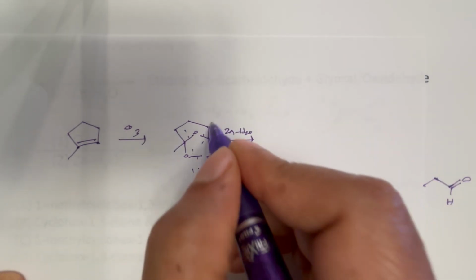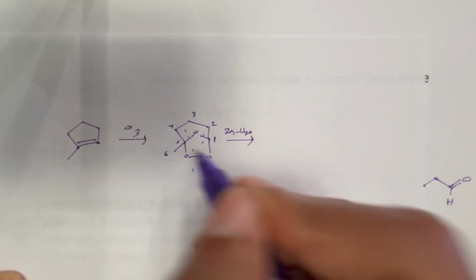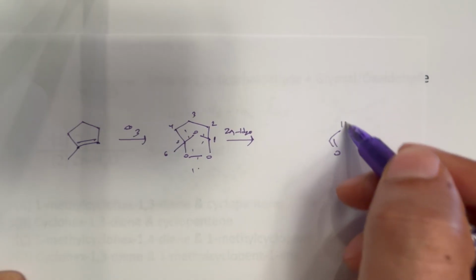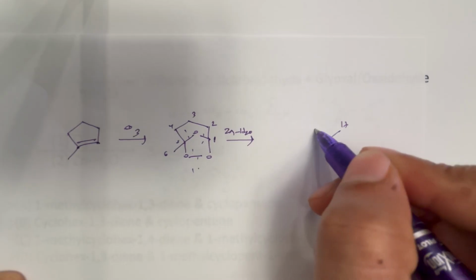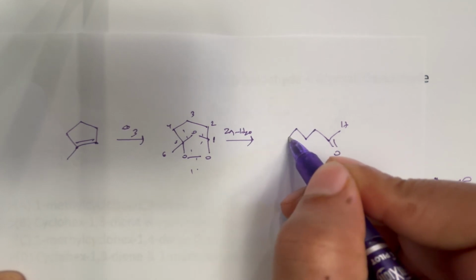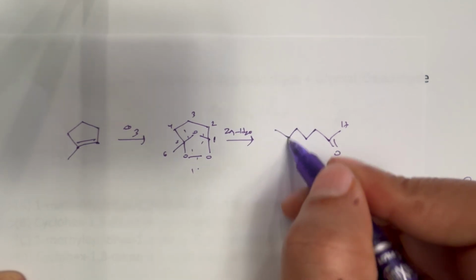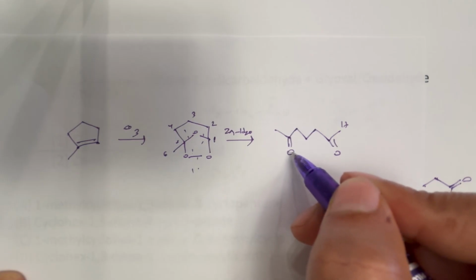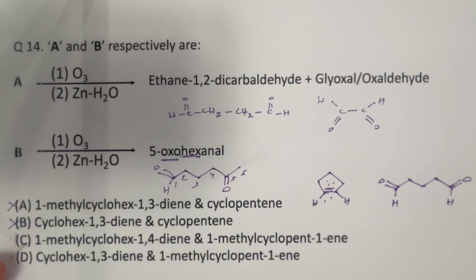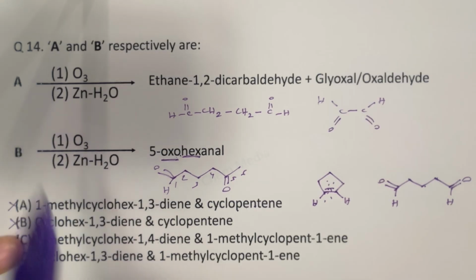So let's mark it here: 1, 2, 3, 4, 5, 6. So we would get the aldehyde on one end, hydrogen. This is first carbon, second carbon, third carbon, fourth carbon, fifth carbon, and then sixth. At 5th position we have the keto group. So this is 5-oxohexanal, but in both C and D it is mentioned as 1-methyl cyclopent 1-ene, and therefore we have to think about A, whether A is this one or this one.